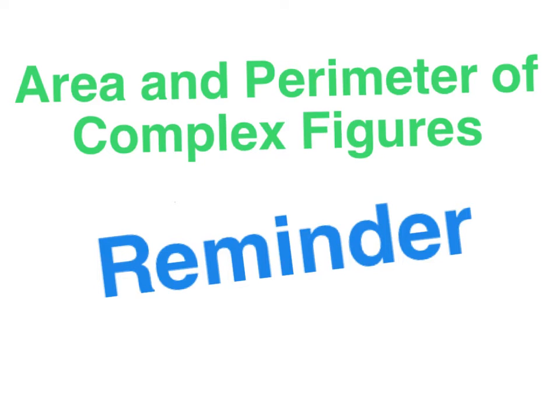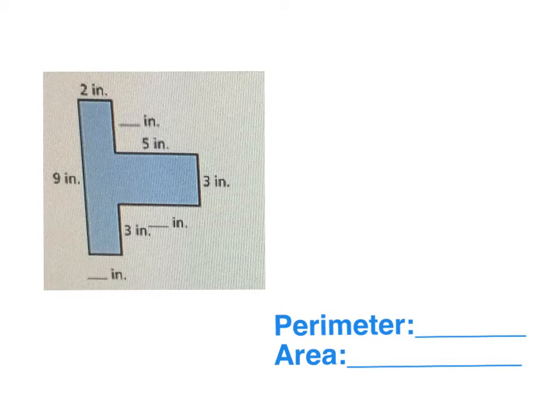Finding the area and perimeter of complex figures can be confusing, and sometimes we forget the steps that we need to take. The purpose of this video is to remind you how we found the area and perimeter in class and to make sure that you can be successful on your homework. The first example I want to talk to you about is one that we did in class today.